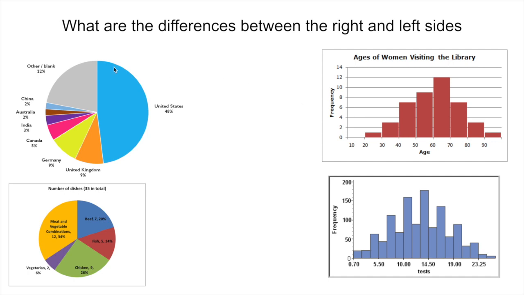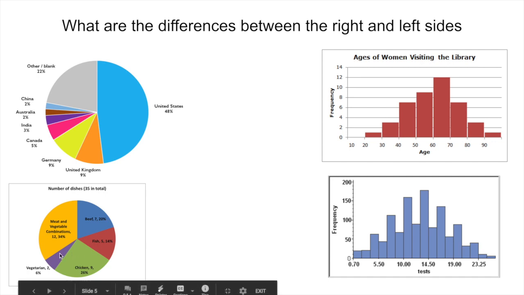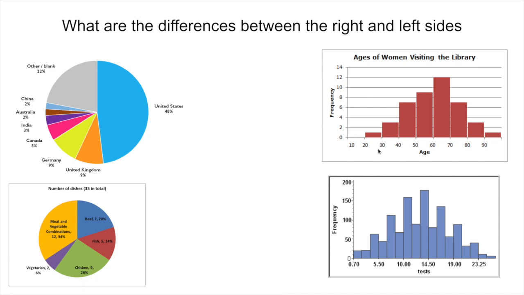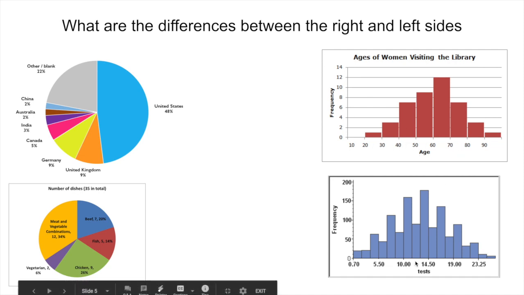Hopefully you noticed that these on the left represent categorical data. So this one's talking about different countries grouped into categories, and this one is talking about different types of dishes on a menu at a restaurant. And so again, they're grouped into different categories. Whereas these two are numerical data. This one's talking about age ranges, and this one's talking about test scores.